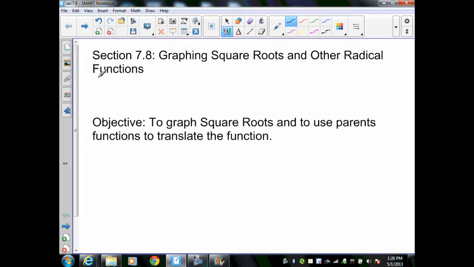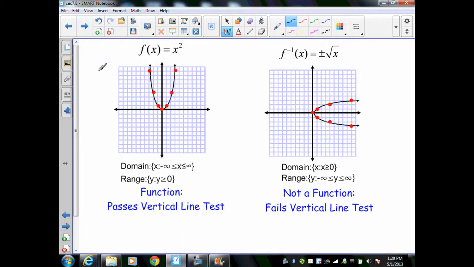Section 7.8, Graphing Square Roots and Other Radical Functions. Let's begin by taking a look at our family of functions of f of x equals x squared. We know it's a U-shaped graph, and on previous sections we determined that we could put this in vertex form and locate the vertex and know if I have a horizontal shift left or right, a vertical shift up or down, or if I would have a shrink or a stretch.